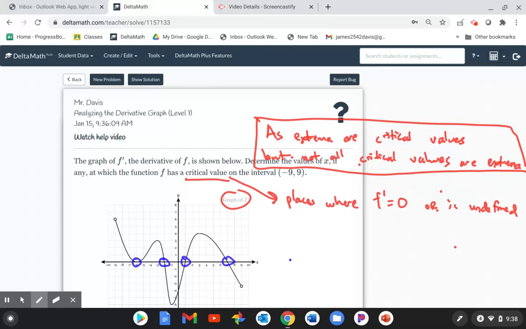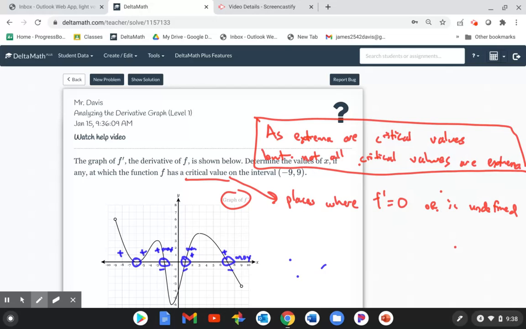In this one it's just asking for critical values, so we're going to type all of those. But if we were to actually find mins and maxes, this would be positive to negative, so that would be a max. This would be negative to positive, so it would be a min. This would be positive to negative, so a max. This one doesn't change. It is positive to positive. So there'd be no extrema there.